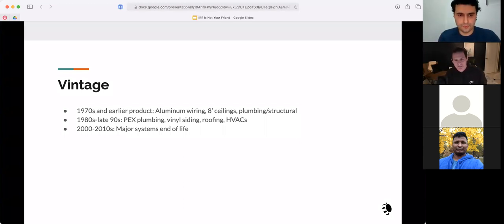2000 and 2010s, usually it's pretty good quality. I mean, quality does vary by asset class A, B, or C, but you're also coming up on your end of life for those 10 to 15 year type systems like HVAC, hot water heaters, and whatnot.